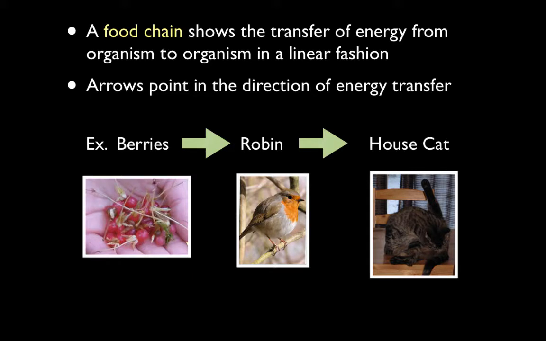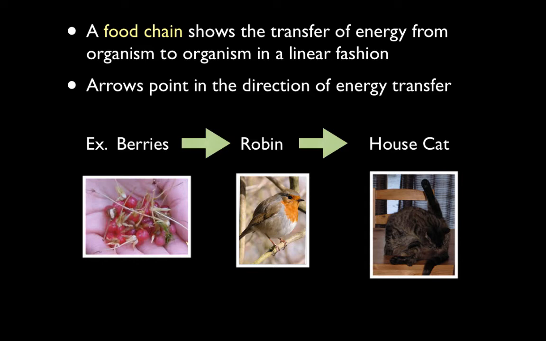This here shows you a food chain, which shows the transfer of energy from organism to organism in a linear fashion. The arrows point in the direction in which the energy is transferred. So in the example there, you'll notice that the energy from the berries gets transferred to the robin because the robin ate the berries, and then the energy from the robin is transferred to the house cat because the house cat ate the robin. It's not that the berries ate the robin and then the robin ate the house cat. It's more like the arrows show where the energy is going.